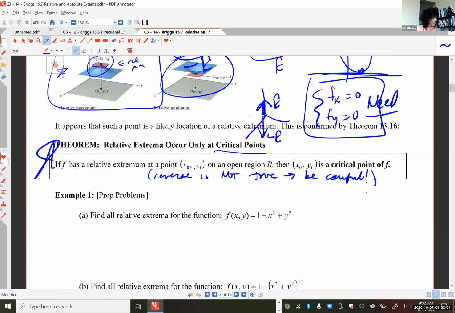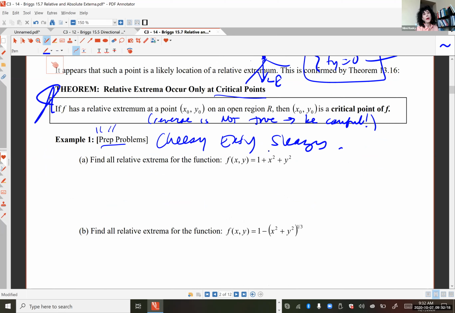And the reverse was not true in your Calc 1 class also. Same thing. Okay, now I'm going to do some prep problems. And when I say prep problems, these are kind of cheesy and easy. We're not going to actually do what I'm doing here because I'm going to jack it up and we're going to do the full dish soon. But I just want you to get a feel for maxes and mins.